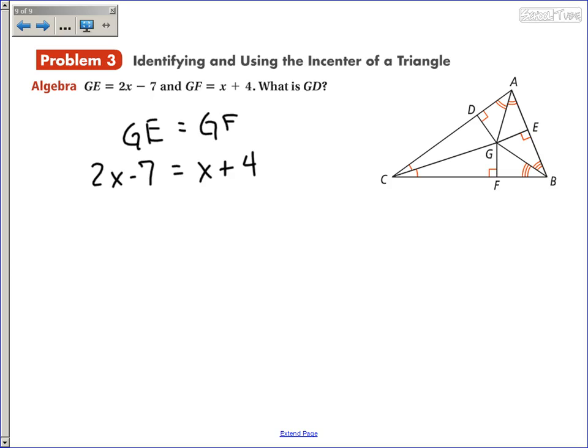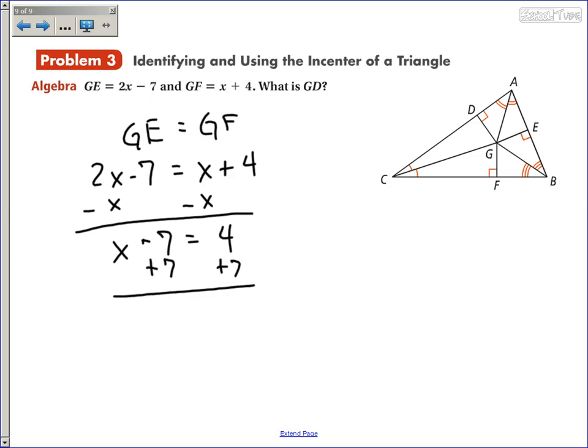I'll solve this equation by subtracting x from both sides, and then I'll add 7 to both sides. And x is equal to 11. Now, although I found x, that's not my answer. The question is, what is GD?